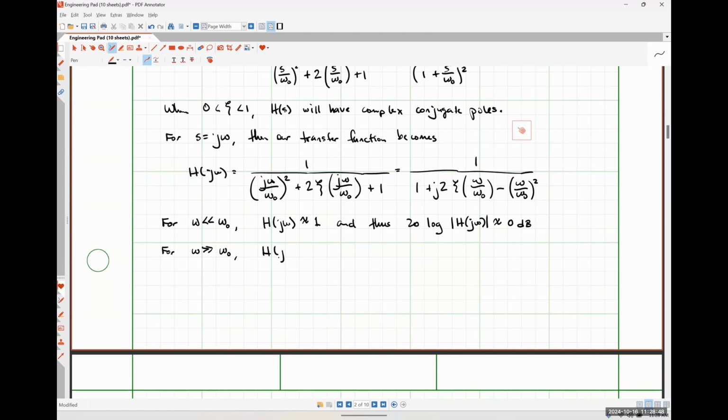So H of j omega will be approximately -1 over omega naught squared, and thus 20 log of the magnitude of H of j omega. So this looks like effectively a repeated pole. So we're going to have a slope of -40 dB per decade, right? So we would have a single pole at omega naught and then a second pole at omega naught. So we'll see roll off of 40 dB per decade.